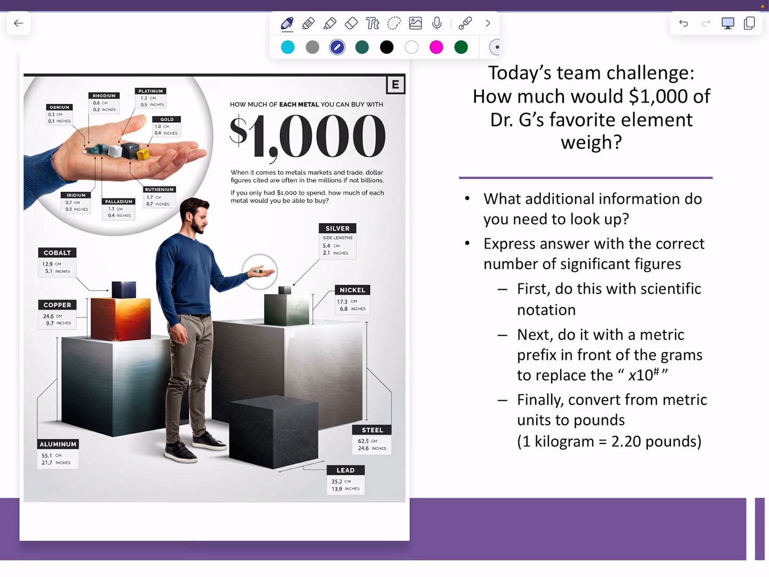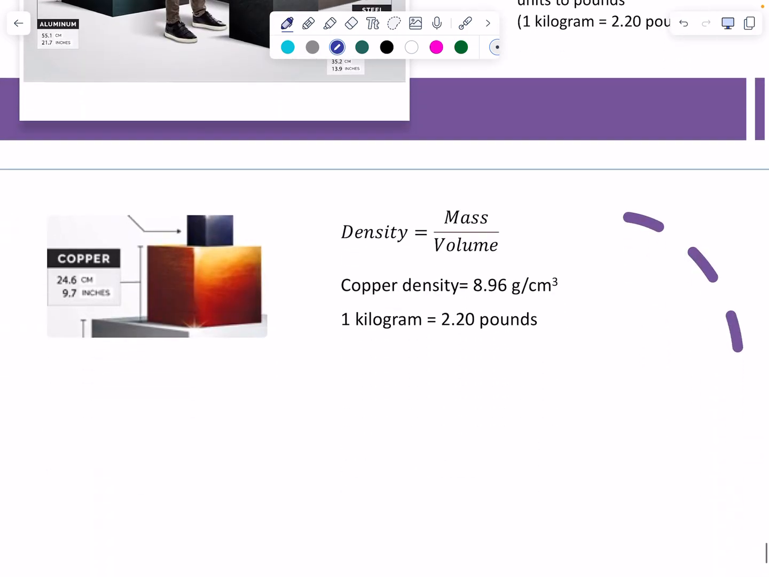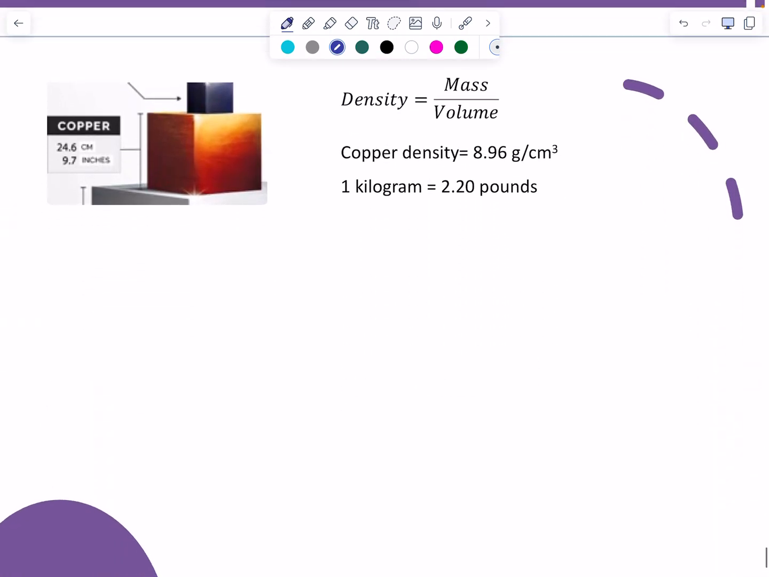So what's the chemical concept we're talking about right now? Density. If you know the density and you know the volume, you can figure out what the mass would be. Okay? All right. So lucky for you, I've done that for you.